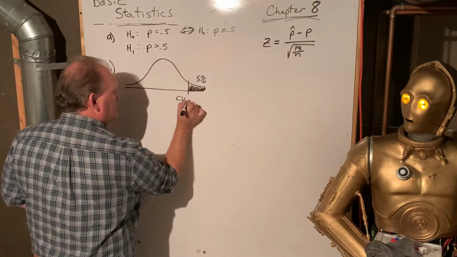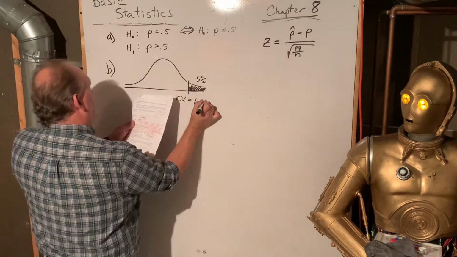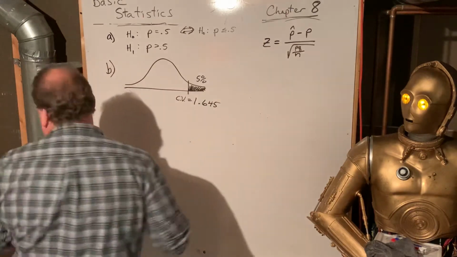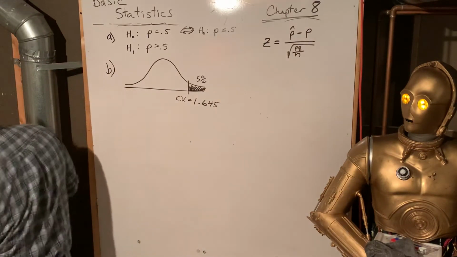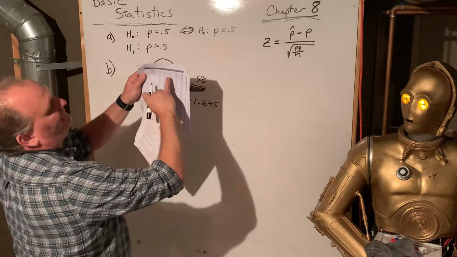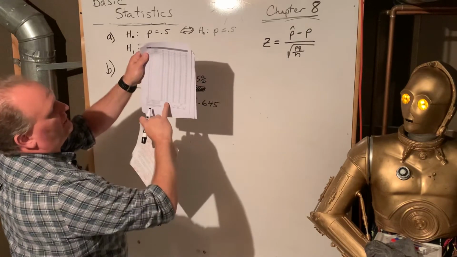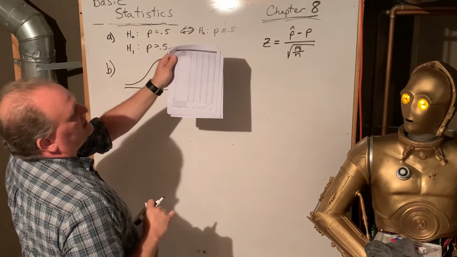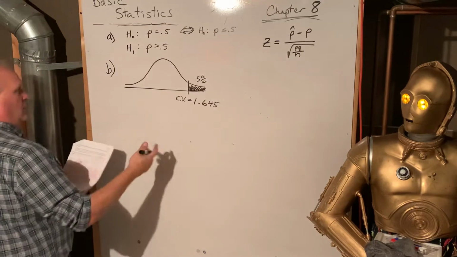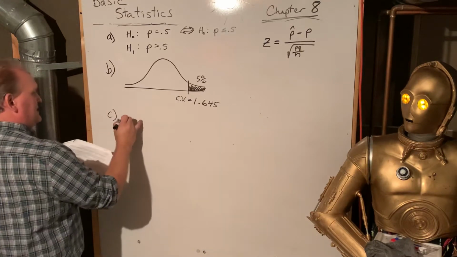You look it up on your chart. That's 1.645. You look up one tail, 5%, and then you follow it all the way down to the bottom, and that's the 1.645. All right, so now let's find our test statistic.